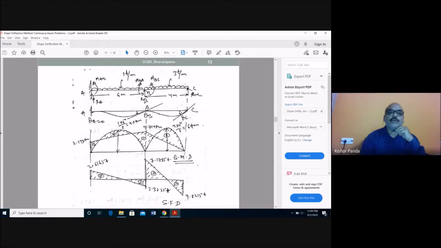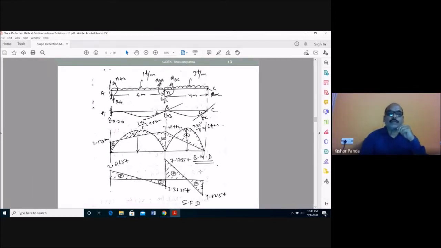Due to the support and fixed end moments, this is the negative support moment. Here this portion cancels, positive and negative cancel, and here also this portion cancels due to positive and negative. The remaining portions are negative here, positive here, negative here, and positive here. So this is your final bending moment diagram.